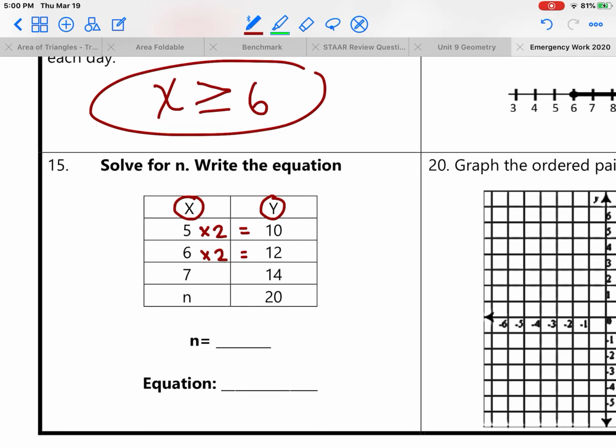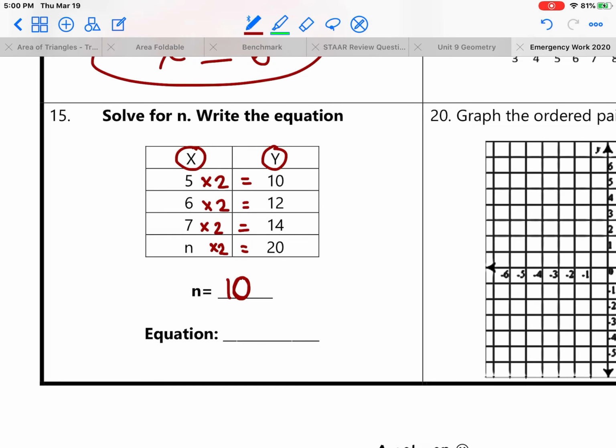6 times 2 is 12. 7 times 2 is 14. And what number times 2 equals 20? That gives us our n, of course, it's 10. 10 times 2 equals 20. The equation always starts with your y. Y equals 2 times x. Nothing else is necessary on this problem.